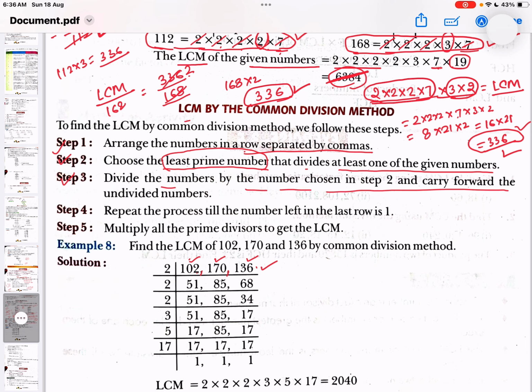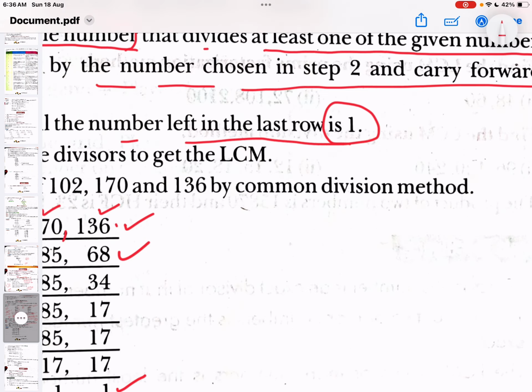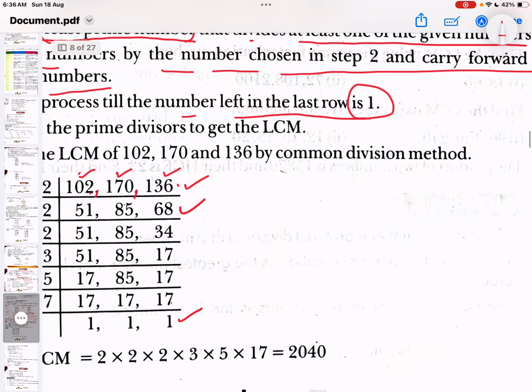Carry forward the undivided number. Whatever numbers are divisible, you have to write here, and the numbers which are not divisible, you have to also write here. I will explain in what way you have to write. Repeat the process till the numbers left in a row are 1. Multiply all the prime divisors to get the LCM. And you have to repeat until 1 comes here. Okay. Now look, how do we do this question?